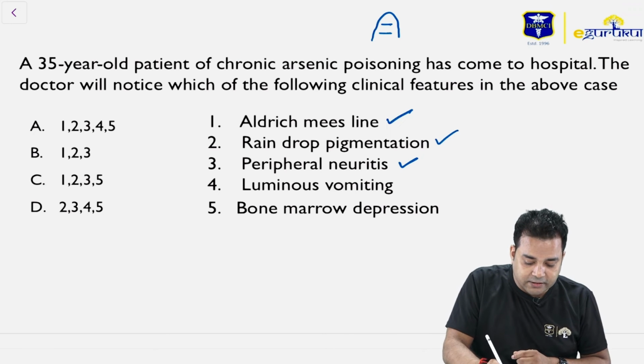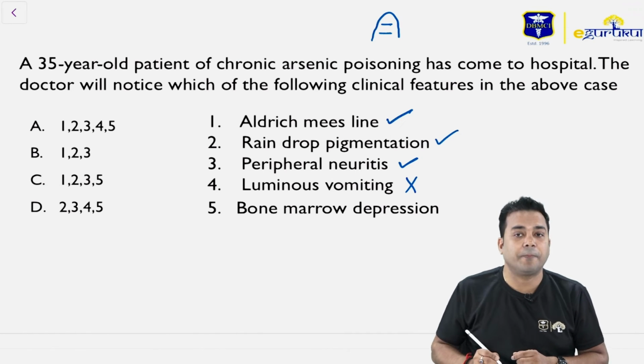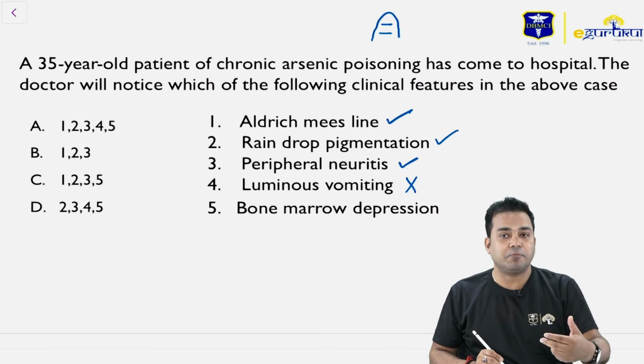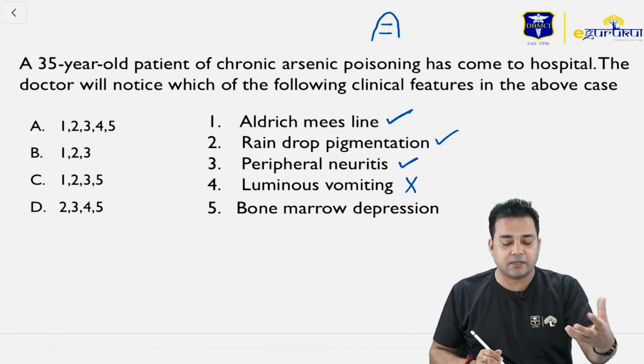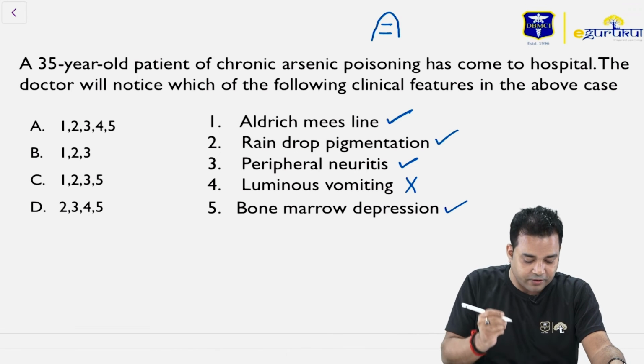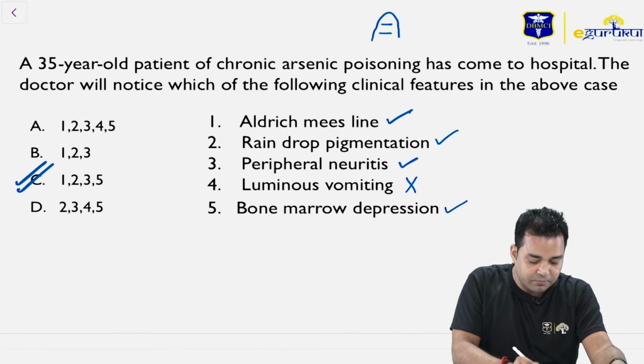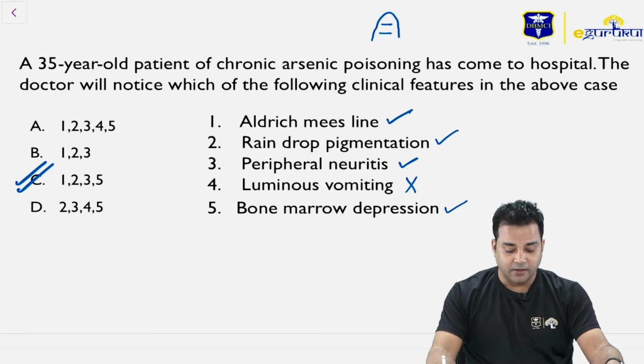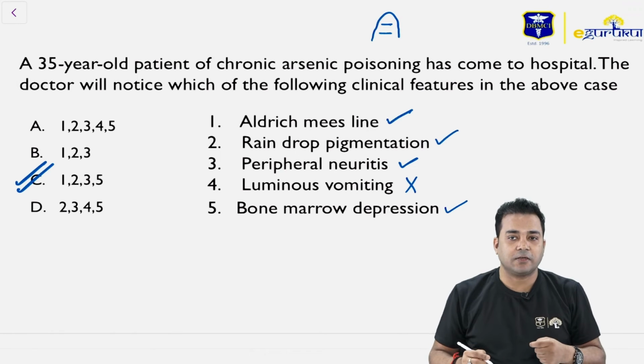Luminous vomiting is seen with phosphorus poisoning. Wrong here. And when arsenic gets deposited in bones, it will lead to bone marrow depression and can lead to pancytopenia. So this is also correct. 1, 2, 3 and 5. Option C goes as my best answer. Correct. What is the treatment of choice for arsenic poisoning?